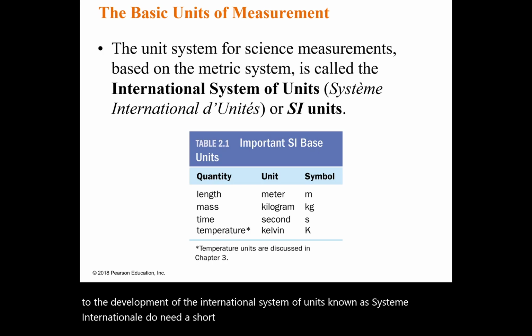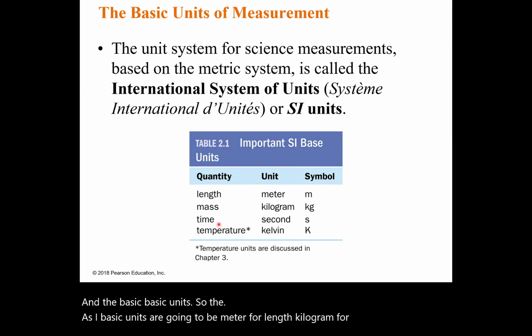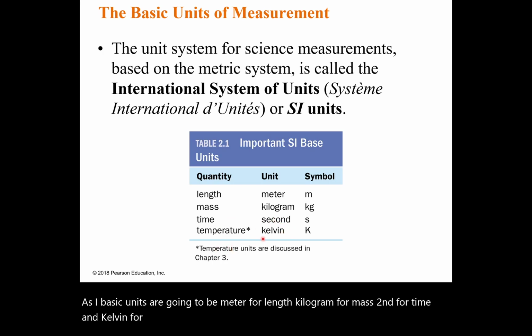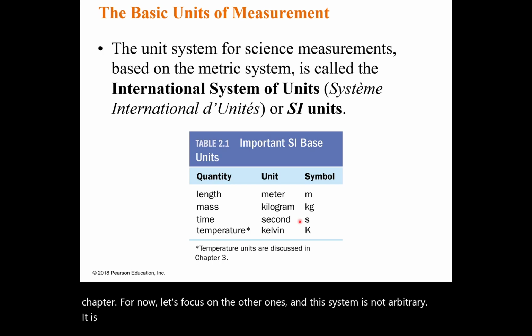units. And the basic units. So the SI basic units are going to be meter for length, kilogram for mass, second for time, and Kelvin for temperature. We are going to discuss temperature in the next chapter. For now, let's focus on the other ones. And this system is not arbitrary. It is based on some standard.